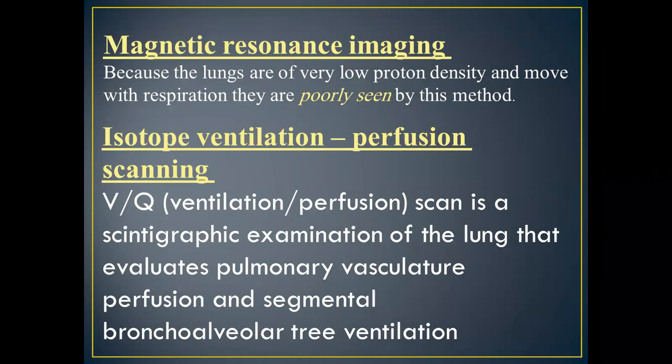The MRI is not usually used for diagnosing lung pathologies because the lung has very low proton density and moves with respiration. And we have an isotope ventilation perfusion scan. This scan uses technetium macroaggregates of albumin for perfusion and xenon or krypton for showing the lung ventilation.